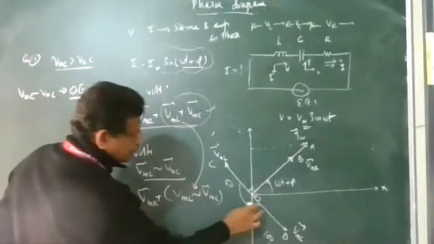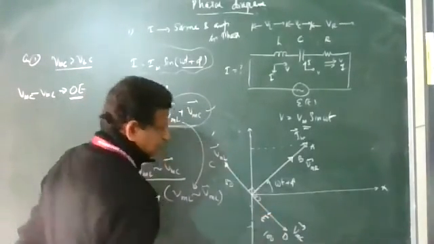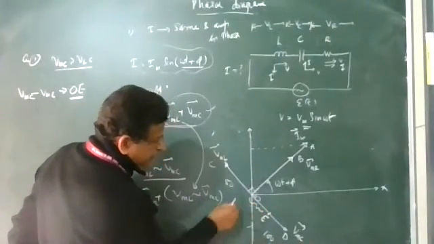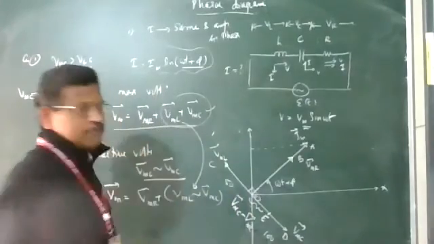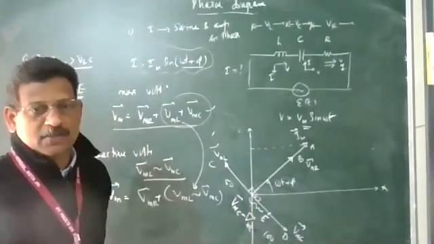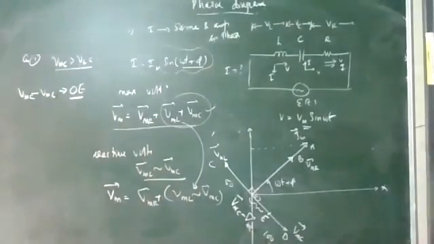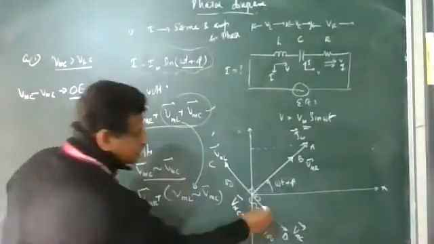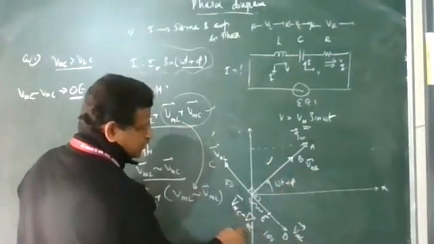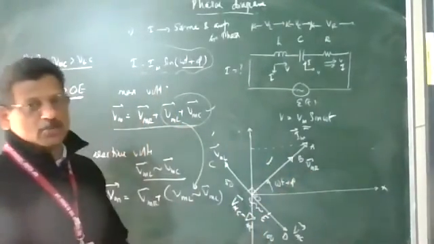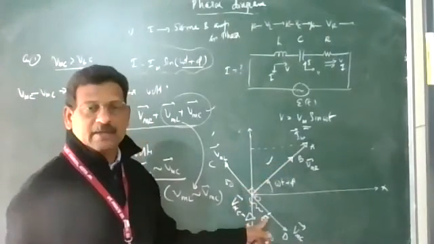It will be somewhere here, OE. So this is VMC minus VML. The difference of opposite vectors will be in the direction of the greater vector. So that is completed. Now where will the net voltage be? The net voltage is obtained by vector addition. One vector is VMR, another vector is VMC minus VML. The net voltage is obtained by vector addition of OB and OE.